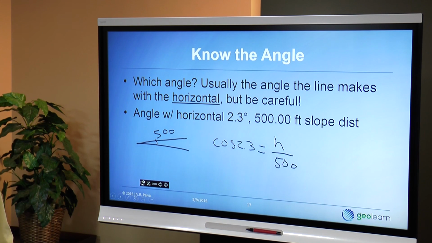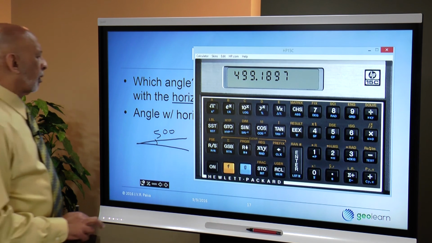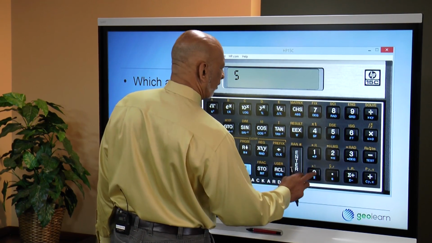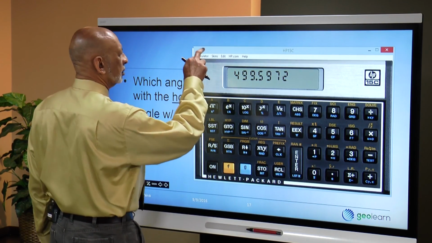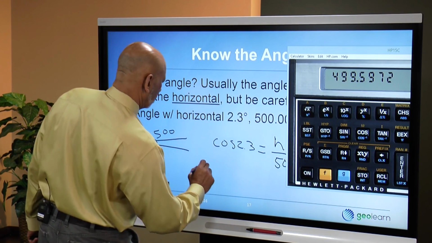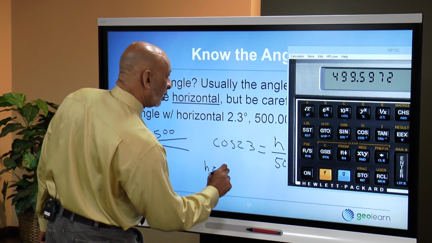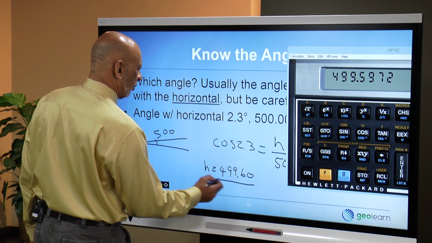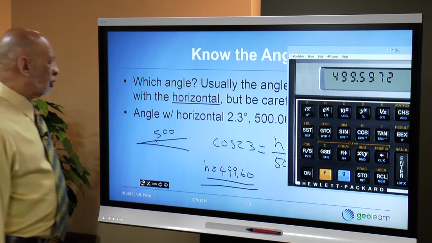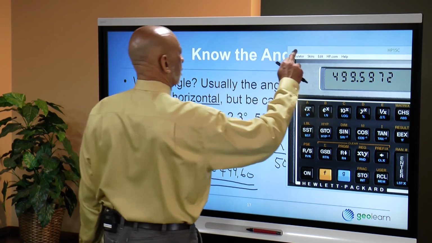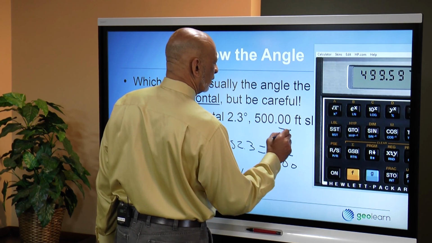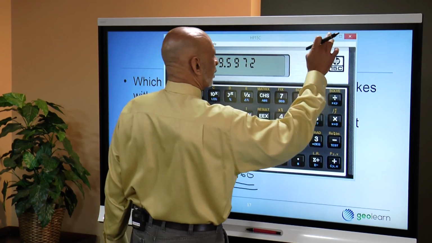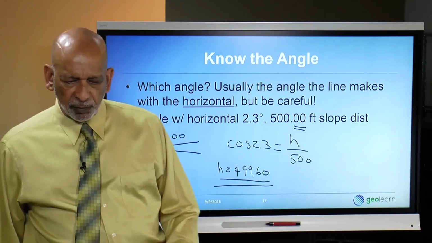And so let me pull up the calculator. 2.3, take the cosine, multiply by 500, and we have our answer. That h is 499.60. And again, I'm rounding down to 2 places because that's implied right here in the problem statement. So you have to always look at that to figure out which way you're supposed to go.